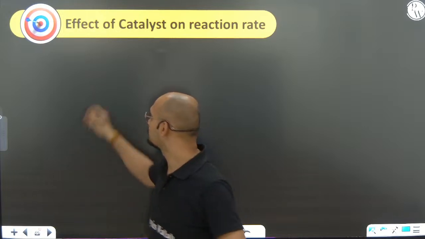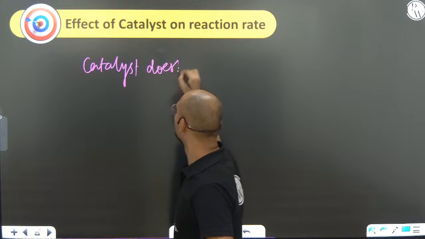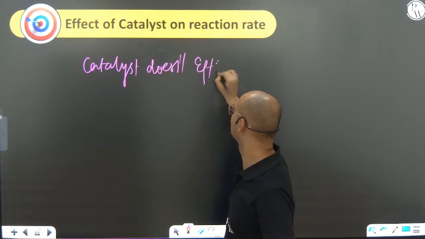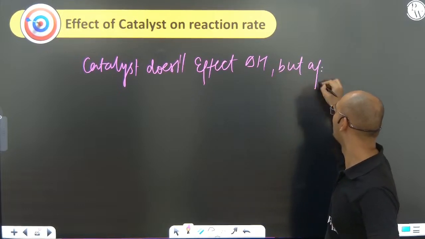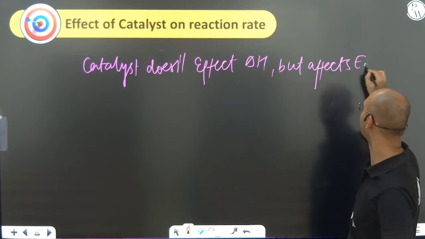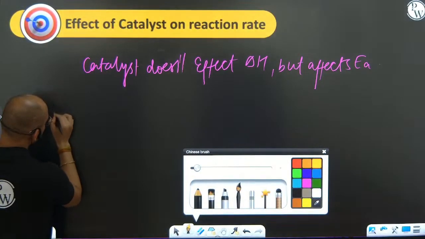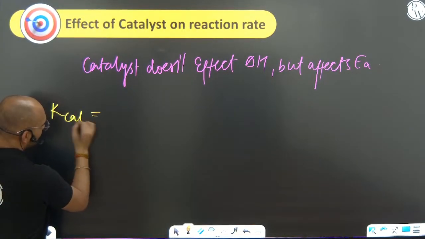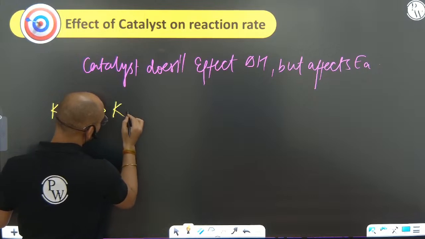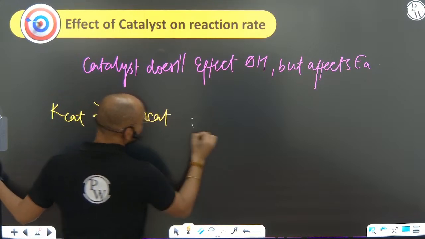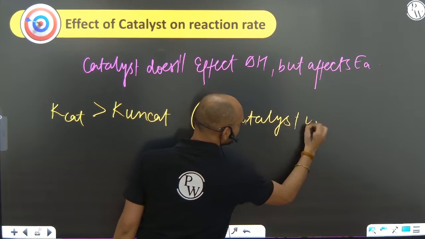Now always remember, catalyst does not affect delta H, but affects EA, that is activation energy. How does it do that? Please remember what we can say about K in the catalyzed reaction. For a catalyzed reaction, K will be more than for the uncatalyzed reaction. K catalyzed is more than K uncatalyzed if a positive catalyst is used.